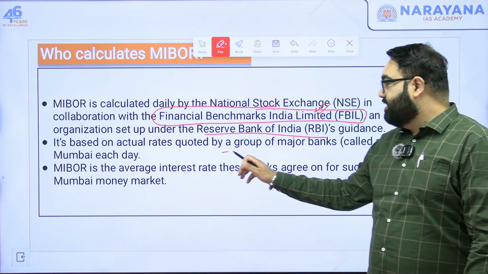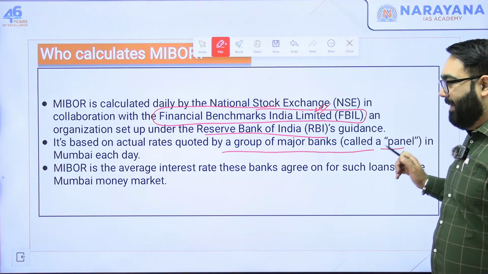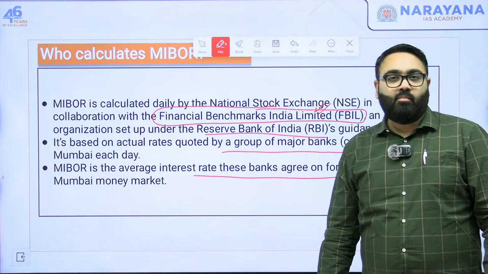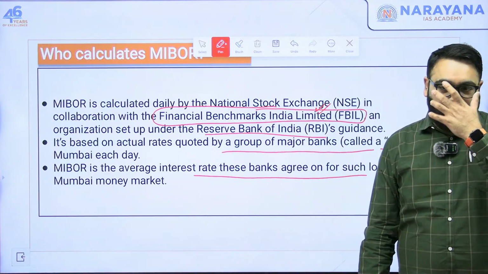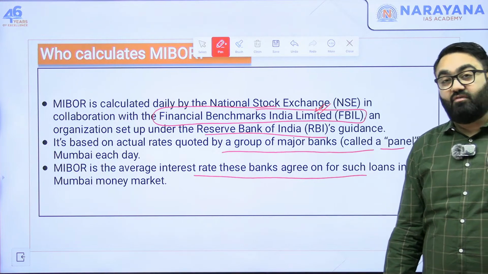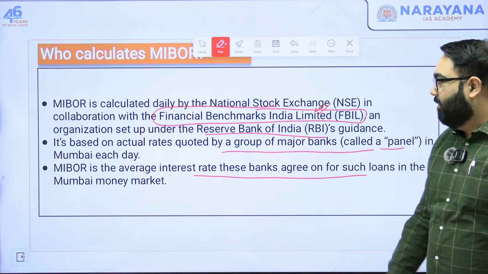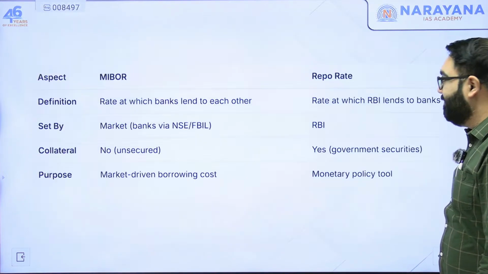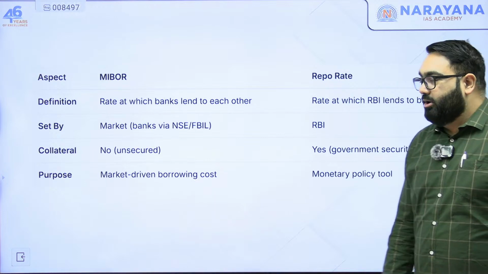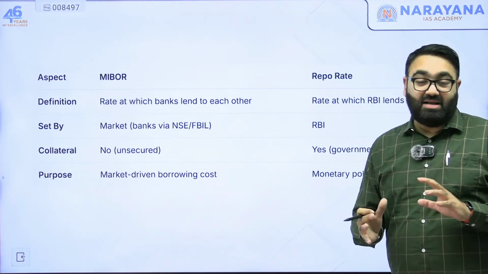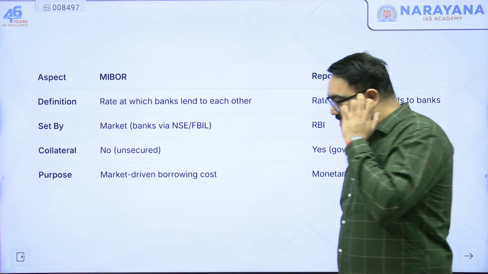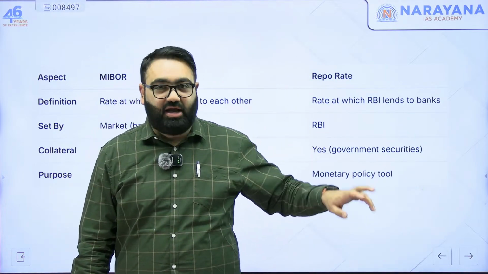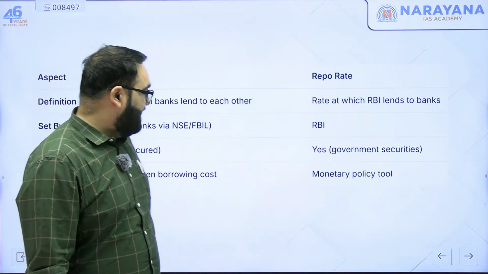The actual rate is quoted by a group of major banks, which I told you is called a panel, and MIBOR is the average interest rate that these banks agree on. So whatever the average is of the rate at which the banks are ready to offer the loan, that comes out to be MIBOR, and it is FBIL that announces it. Please do remember, these are small minute details that are important for you. Now MIBOR is not the same as repo. Repo is the rate at which banks take money from the RBI. On the other hand, MIBOR is when there is an interbank transaction.